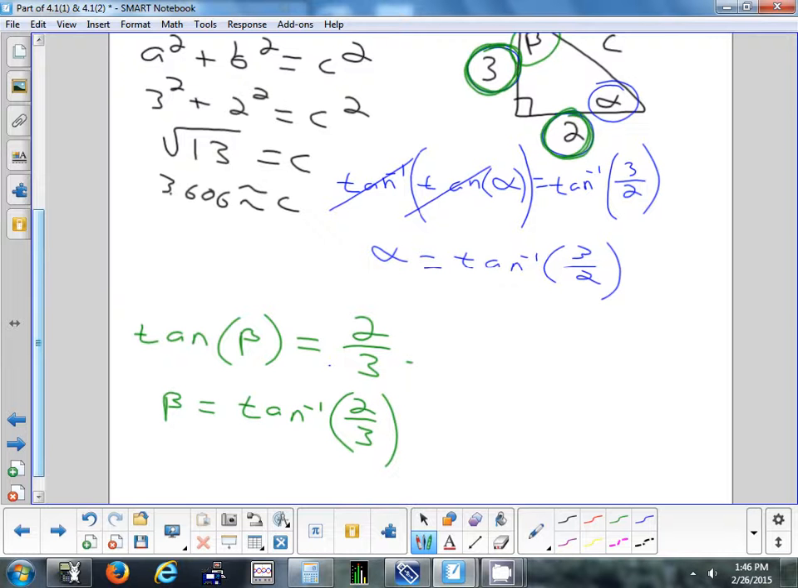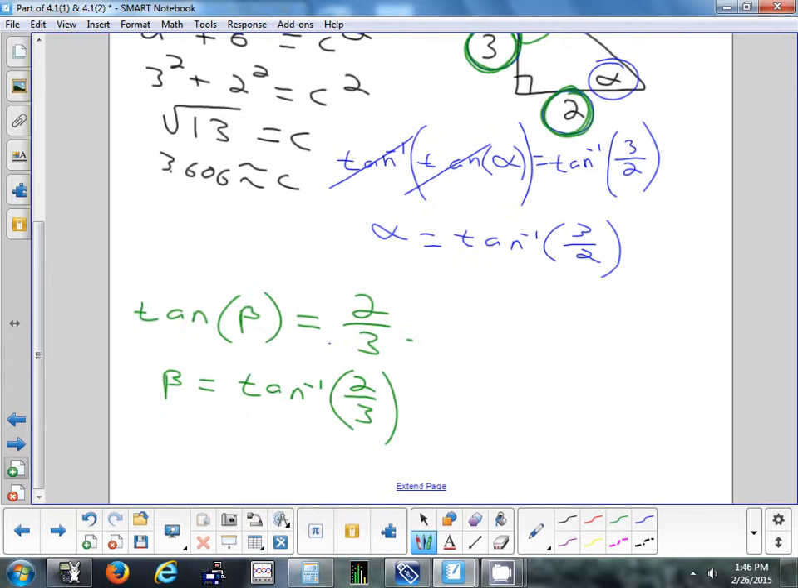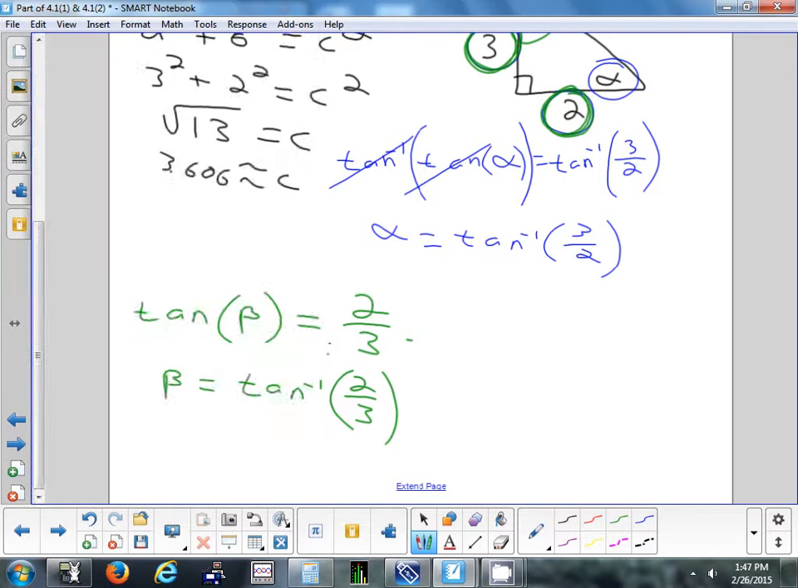And that's my answer. Okay, so we can guess, it should come out 90 minus 56.31. You could check what that is. Check what this is, and if they come out the same, you're guaranteed you did it right. Inverse tangent of 2/3 is 33.69, and if you add these two up, they do add up to 90. So you did it right.